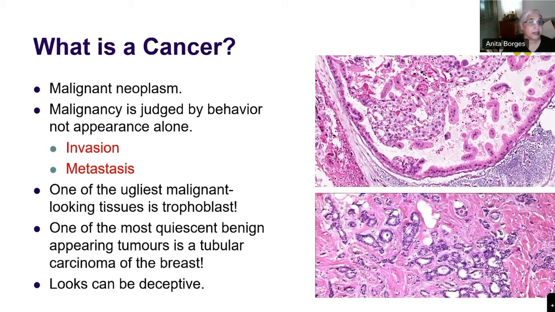So, malignancy is judged by behavior, not by appearance alone. And Anis was right. One of those behaviors is invasion. The other one is metastasis. Okay? So you might ask me, how do I know by looking at this that it's going to invade or it is going to metastasize? You cannot know. You have learned this by other people's experience.